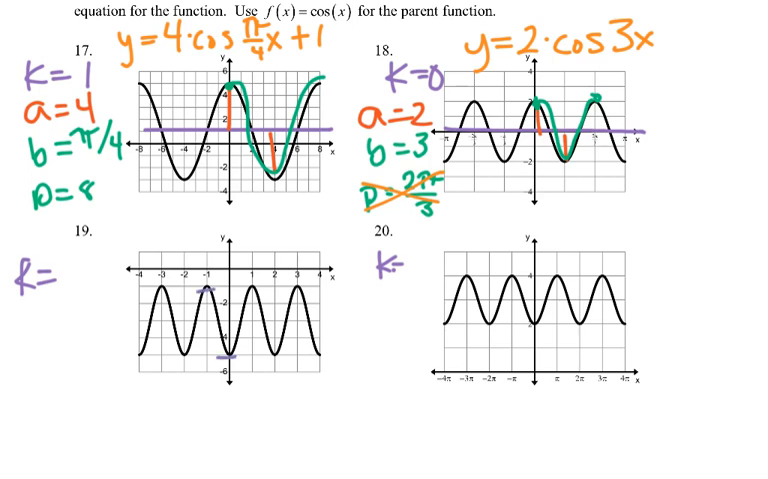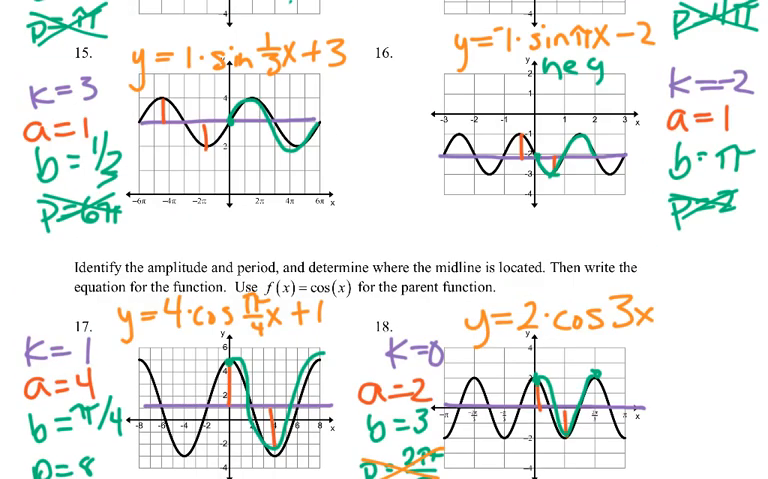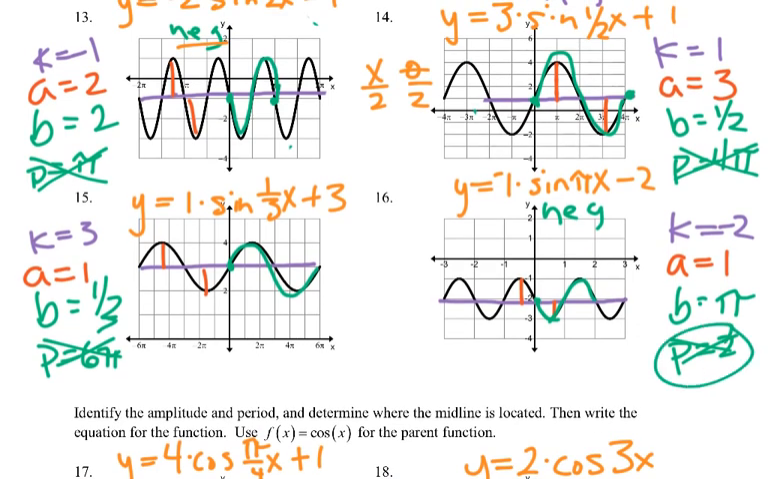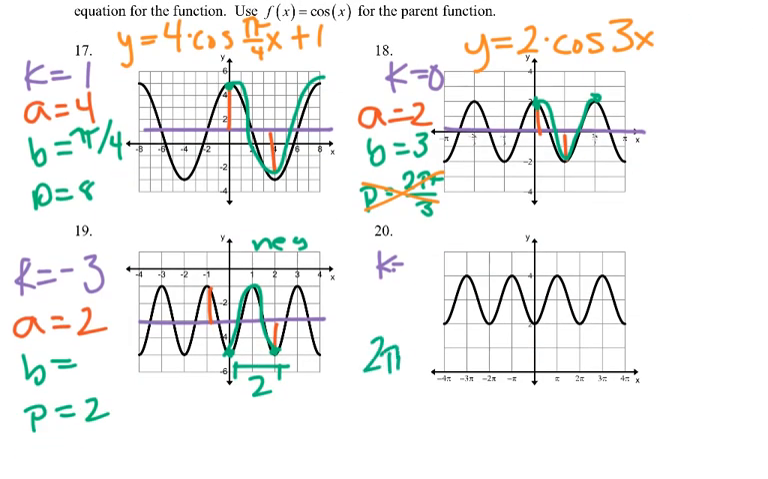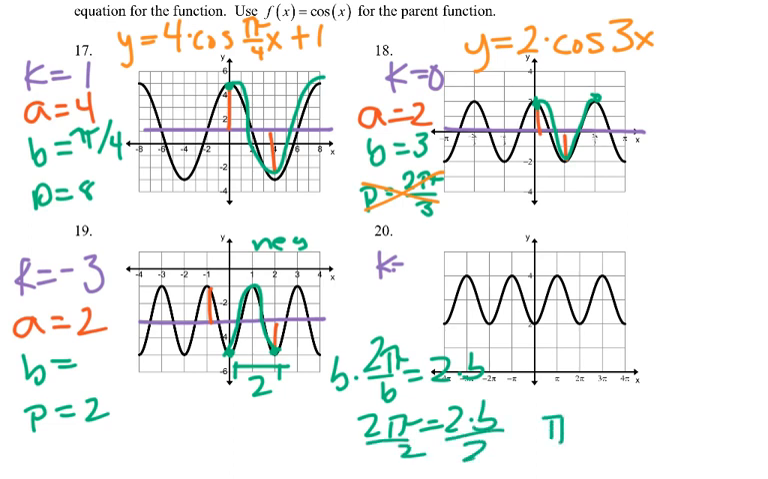Okay, number 19, top and bottom, so it tells us we're going to have our midline right here at -3. Amplitude, we're going up 2 and down 2. Period, now we're starting below, so that means this is going to be negative. But from one to the other, period of 2. So for b, we kind of already dealt with it right here, right? When our period was 2, b ended up being pi. But again, we go 2 pi over b equals 2 times by b. 2 pi equals 2 times b, divide by 2, and yes, pi equals b.